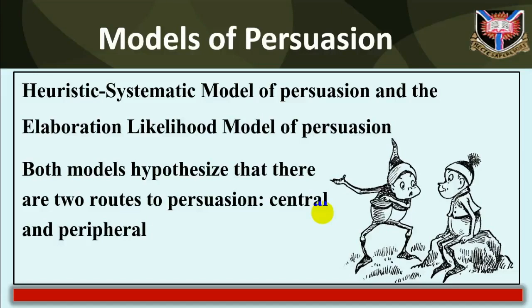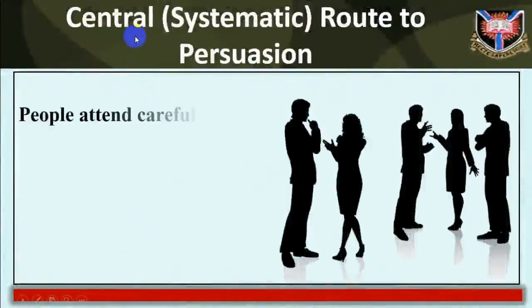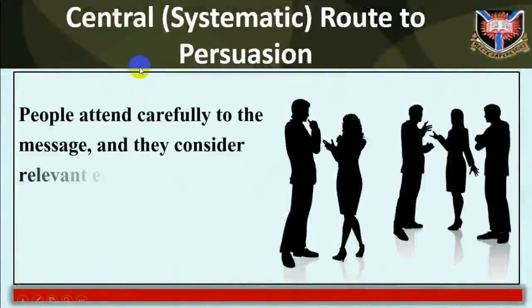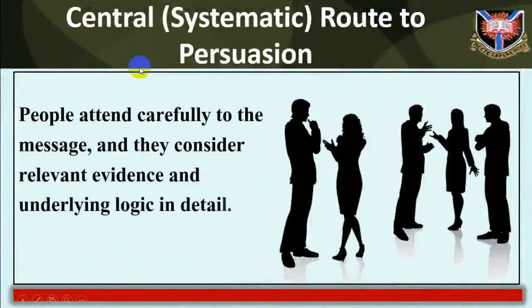Models of persuasion. Both the heuristic systematic model of persuasion and the elaboration likelihood model of persuasion hypothesize that there are two routes to persuasion. Factors that determine which route is used include motivation, or how important the message is to the person, and the ability to process the message.